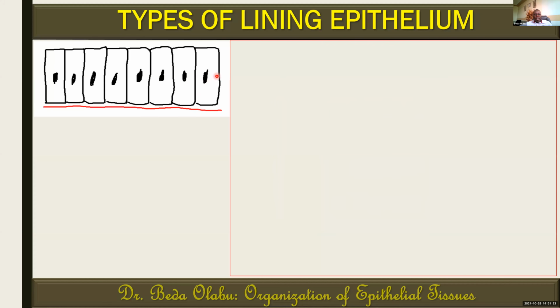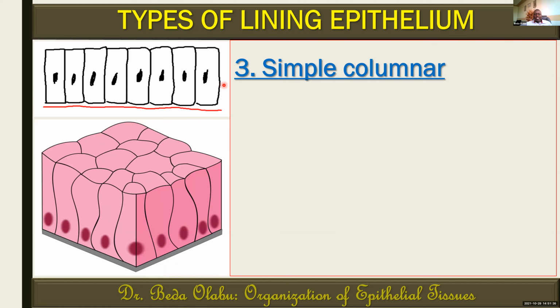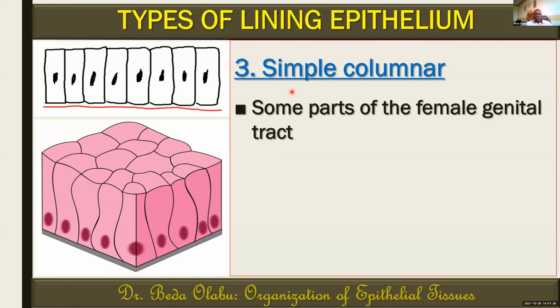Third type of epithelium looks like this. One layer of tall cells, so we call it simple columnar epithelium. We find it in some parts of the female reproductive tract. We can name them: fallopian tube, uterus, and remember that one is the one we call endometrium. And the upper part of the uterine cervix, that is what we call the endocervix. So these three parts of the female tract are lined by simple columnar epithelium: fallopian tube, endometrium, and endocervix.